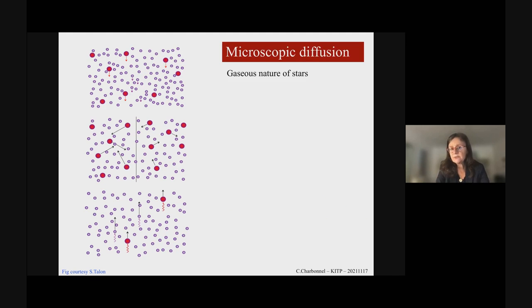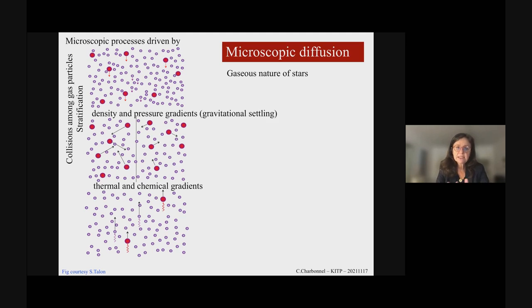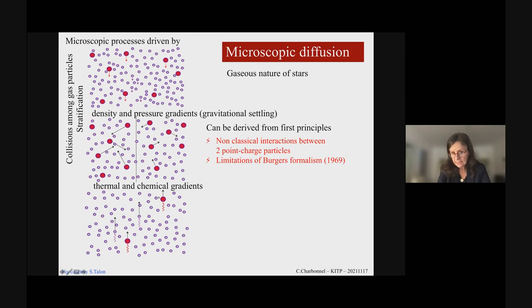So what is microscopic diffusion? It comes naturally from the gaseous nature of stars, and it is split into different processes. Some of them are due to the collisions among gas particles due to stratification, so either density and pressure gradients or thermal and chemical gradients. And in principle, these characteristics can be derived from first principles. But it's still a challenging task because we have to take into account non-classical interactions between the particles, and we are using a formalism that was initiated by Burgers, which has some limitations.